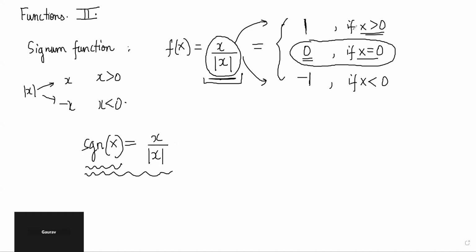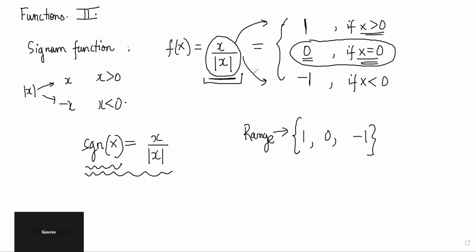The domain of the function is all real numbers because we have included the 0 here in the definition. And the range of the function is just 3 elements. One, this is the range, right? Yes. Obviously, it is a many to one function. Okay.